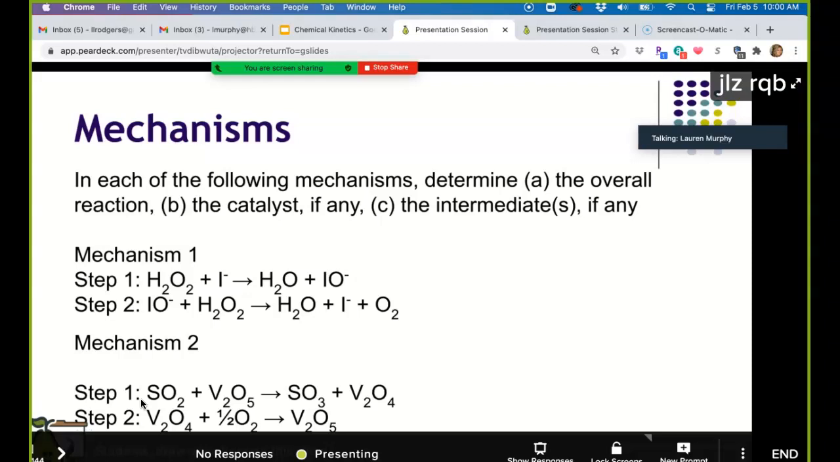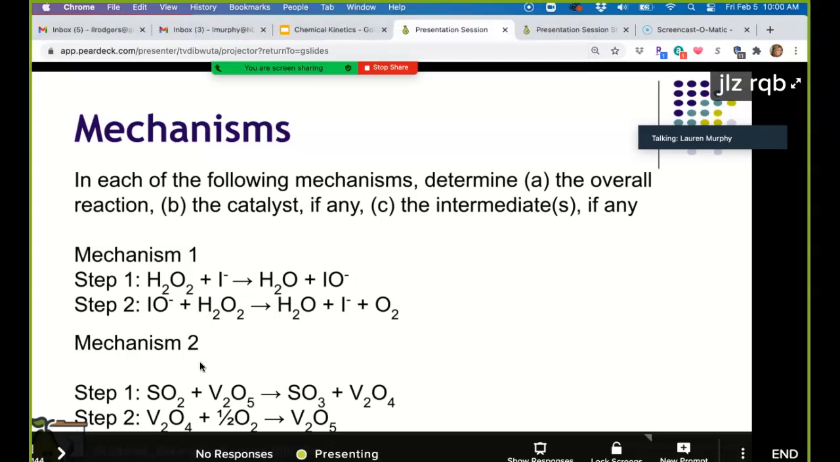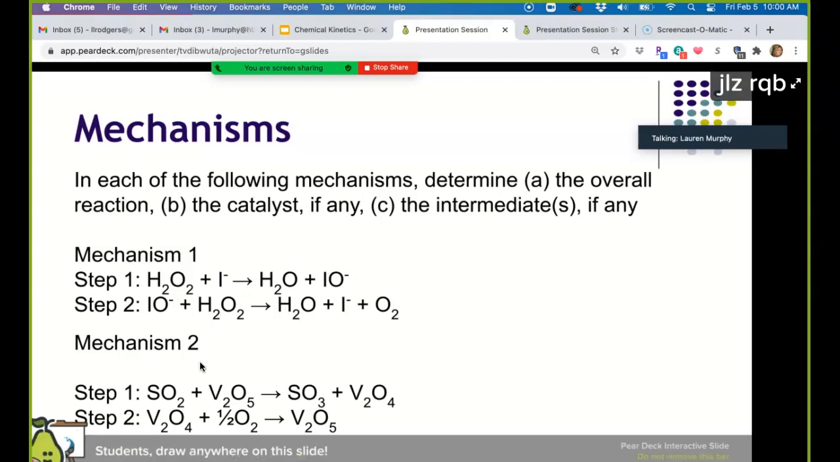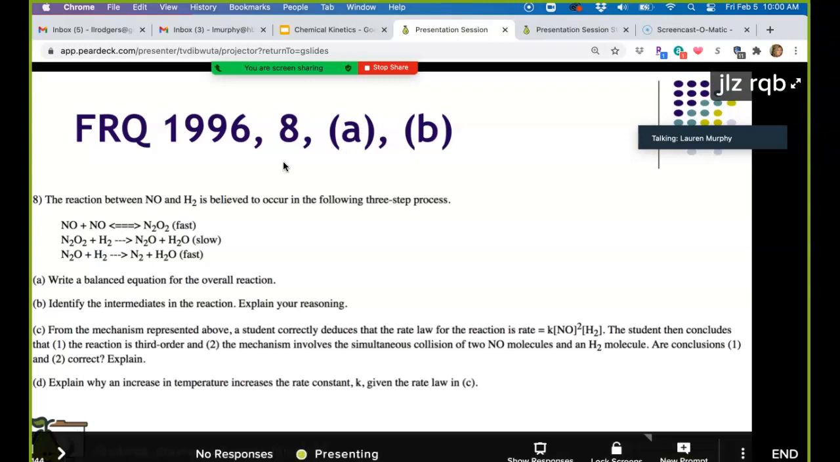So we ended with looking at mechanisms, trying to write out the overall reaction, and identifying intermediates and catalysts if there were any. And so we're just going to do a little bit more of that practice today. And then we're also going to write rate laws based on mechanism. So that's all we're doing today. So we're going to start off with a practice FRQ.